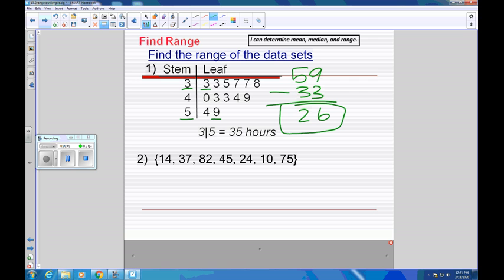For this next set, it's not ordered, so you have to be careful. We're looking for our biggest, so it looks like 82, and then our smallest, which is 10, which shows me that the range is 72. The difference from the greatest and the least is 72.